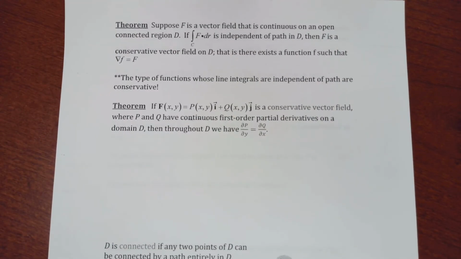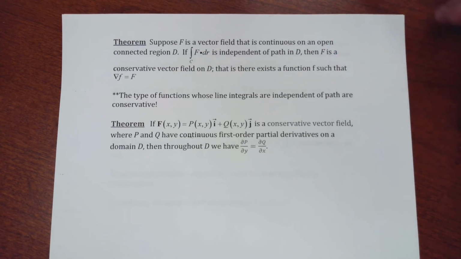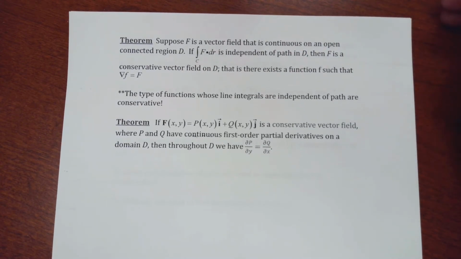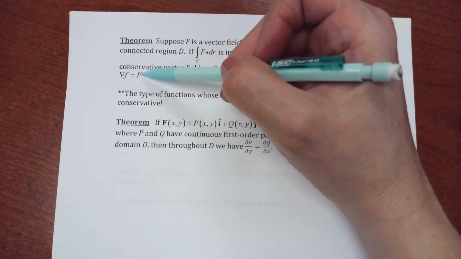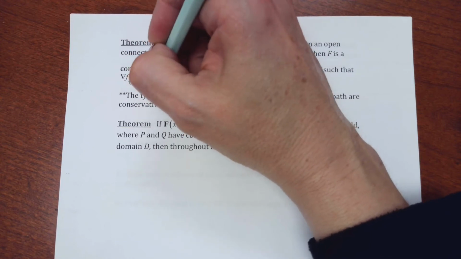All right, almost done with all these theorems. Let's see. Suppose F is a vector field that is continuous on an open connected region D. Then your work is independent of path in D. If that's independent of path, then F is a conservative vector field on the domain. And there exists a function, a potential function, that your F was the derivative of. So your F was the derivative of some potential function right there. So this right there, that's called your potential.